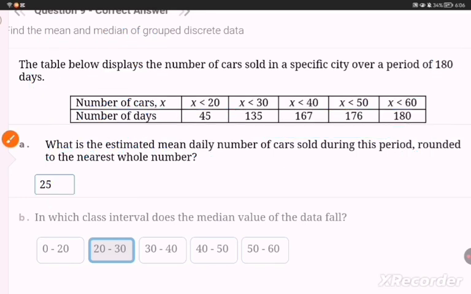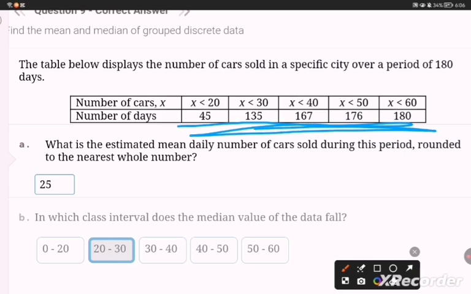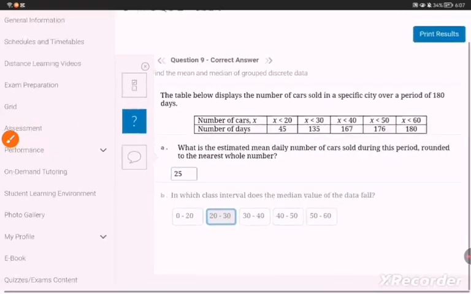Now, they're asking for the median value. Okay. So then what you do now is your total frequency is 180 and it's an even number. So you just do 180 plus 1 over 2. So that means your median value is going to be in the 90.5th term. Now, since they already gave you the cumulative frequencies here, just look where 90.5 would fit. Okay, obviously not 45. So then it would be the next number, 135. Okay, so your median fits into the class interval of 20 to 30. Okay, and that is correct.